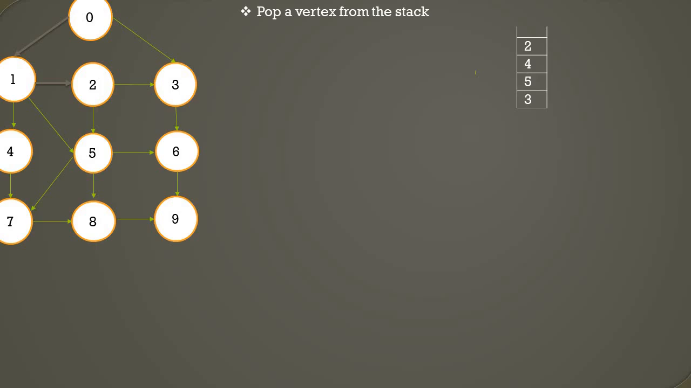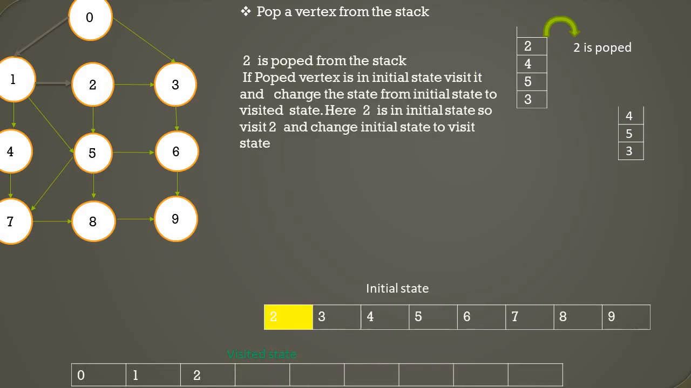Pop a vertex from the stack 3, 5, 4, 2. 2 is popped. Remaining values are 3, 5, 4. If the popped vertex is in the initial state, visit it and change the state from the initial state to the visited state. Here 2 is in the initial state, so visit 2 and change the initial state to the visited state.